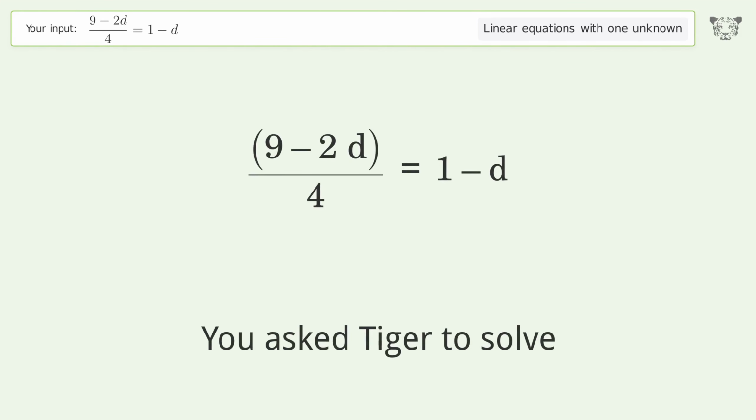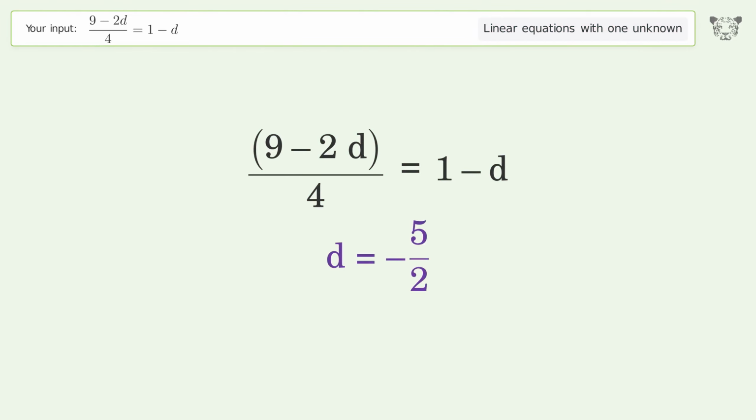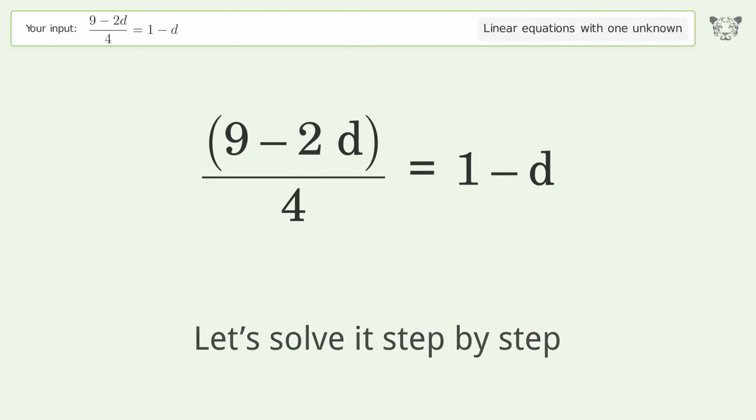You ask Tiger to solve. This deals with linear equations with one unknown. The final result is d equals -5/2. Let's solve it step by step.